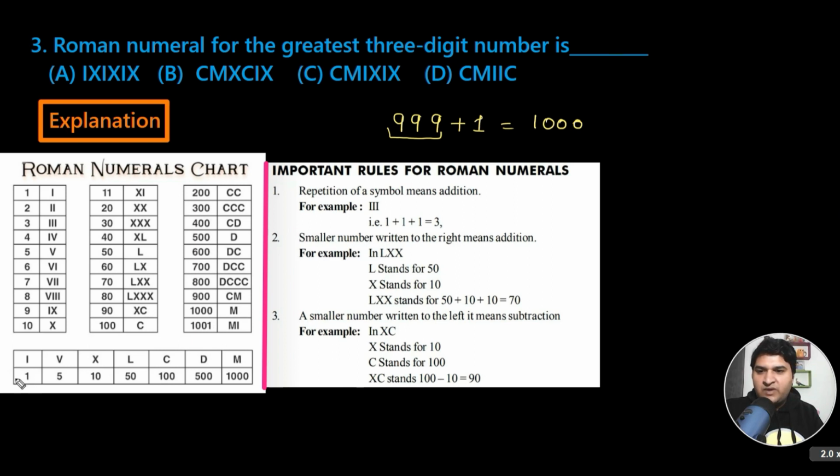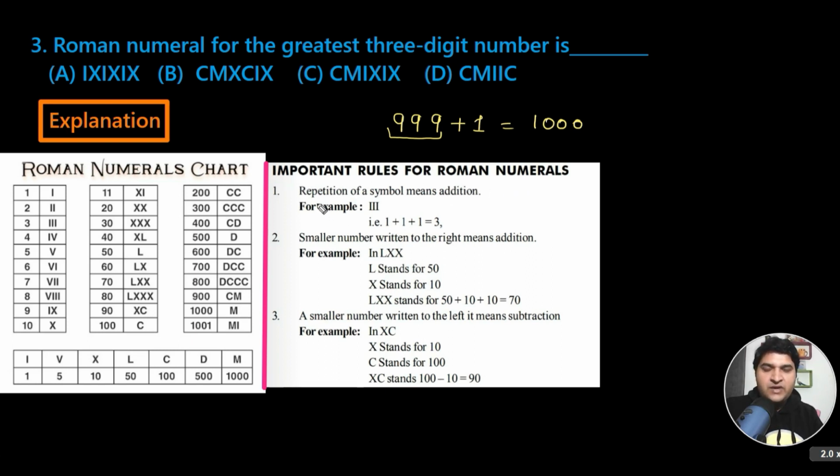So you can see that 1 is represented by a single line and 5 is represented by capital V, and 10 is represented by capital X, and 50 is represented by capital L, and 100 will be represented by capital C, and 500 will be represented by capital D, and 1000 will be represented by capital M. Now you should also know about important rules for Roman numerals.